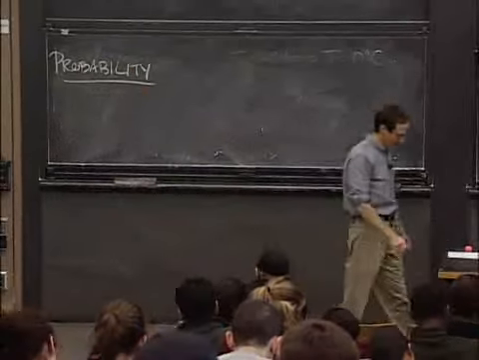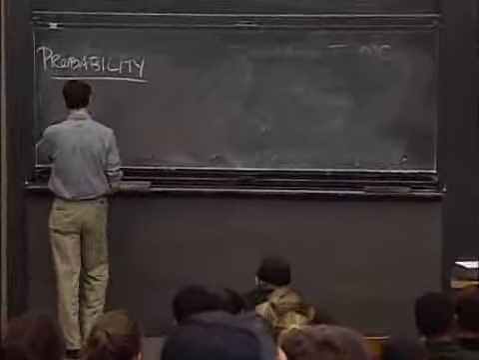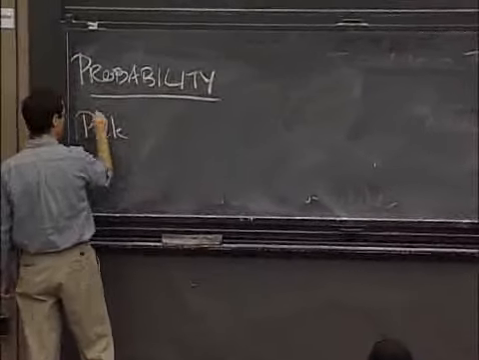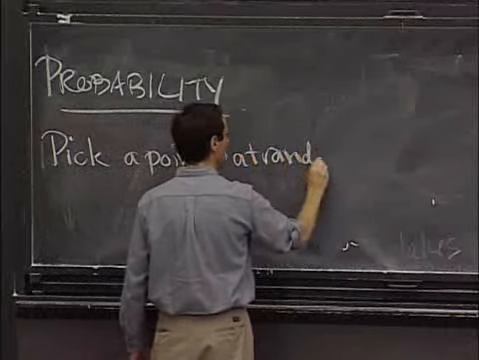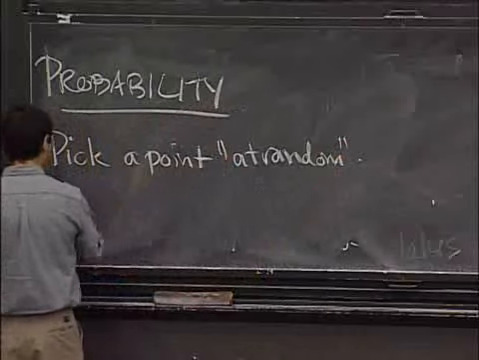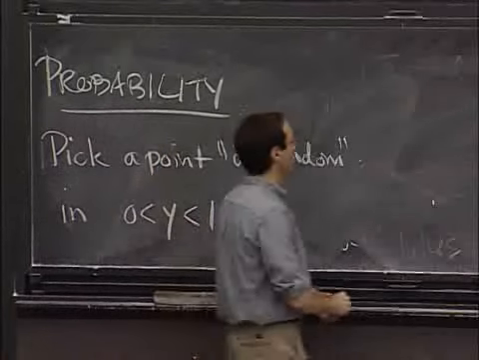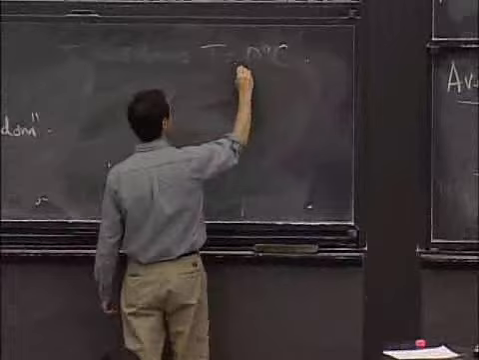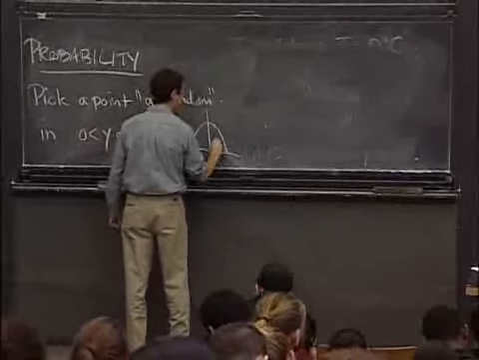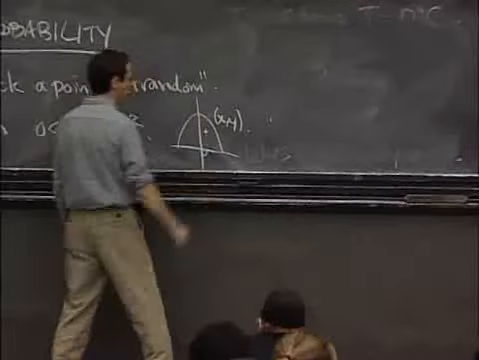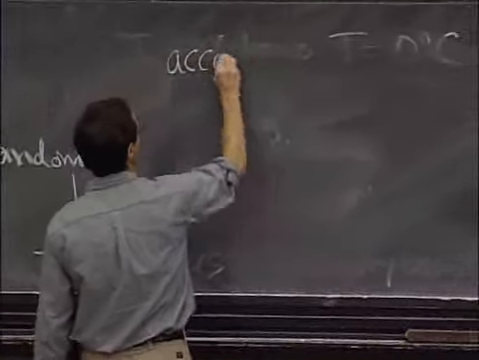In probability, what we do, well, I'm just going to give some examples here. I'm going to pick a point, in quotation marks, at random in the region y less than x less than 1 minus x squared. That's this shape here. Let's draw it right down here for now. So somewhere in here, some point x comma y.